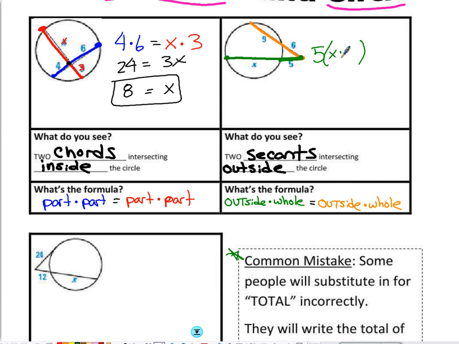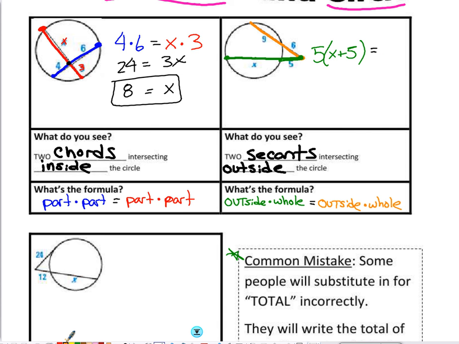I'm glad you said 5x, because that's the common mistake everyone usually makes. X plus 5 is the length of the entire segment. So the inside is x, the outside is 5. When I add them together, that gives me the whole segment. That's going to be equal to the outside times the whole in the orange secant.